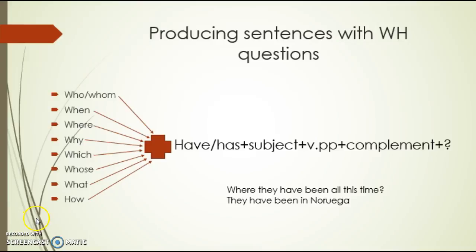Okay, but it's always going to be the same grammatical structure. We put first the WH question, and then the conjugation of the verb have, has, according to the subject. Okay, the verb in past participle and the complement, and of course the question sign. Okay. And for example, where, this is a WH question.